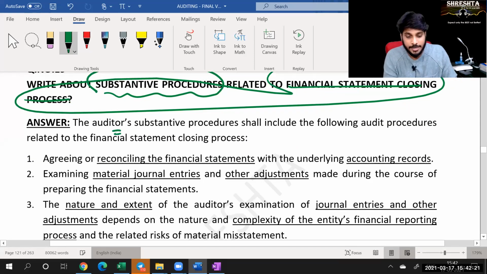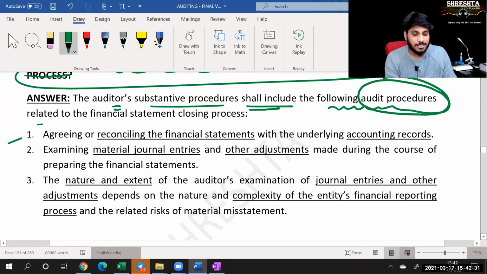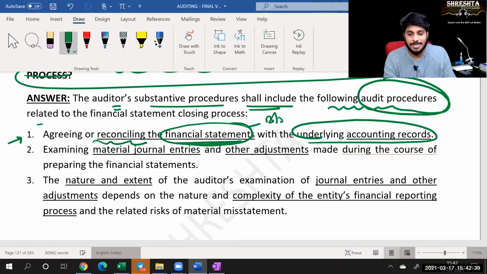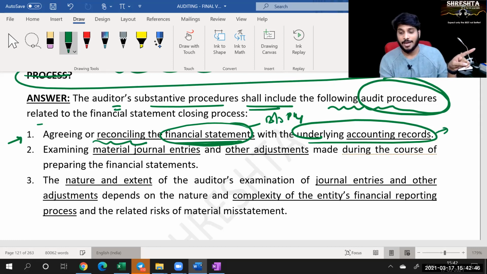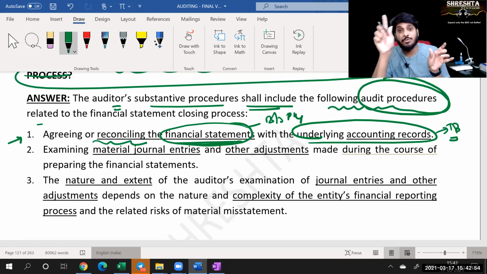The auditor's substantive procedures shall include the following activities related to the financial statement closing process. First one, I will reconcile financial statements with underlying accounting records. Financial statements mean balance sheet and P&L. Whatever balance sheet and P&L the company gave me, saying sir, this is the balance sheet and P&L, you need to sign, I need to check with accounting records. Accounting records means trial balance. Based on the trial balance, we prepare the balance sheet and P&L. That is the first thing which I check.